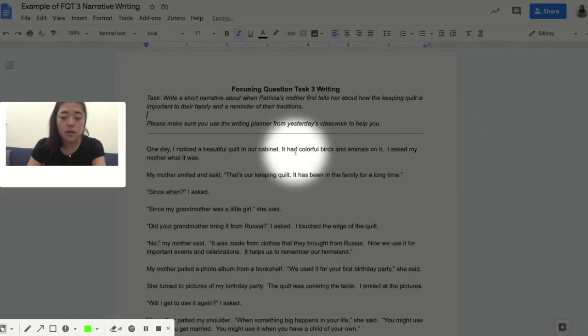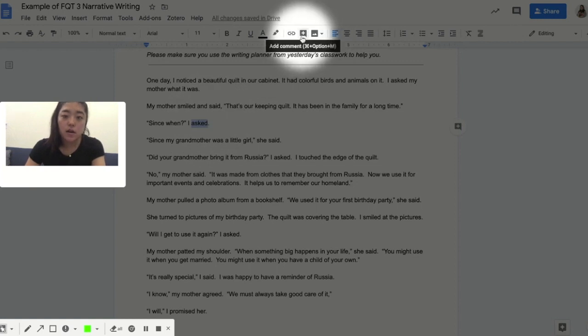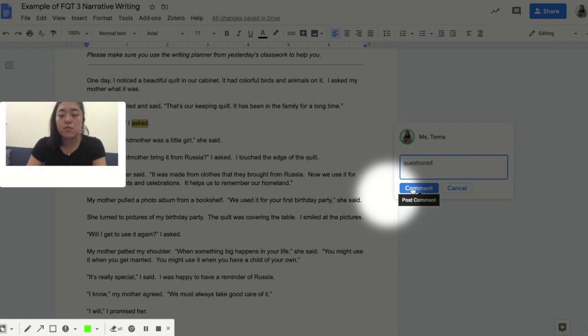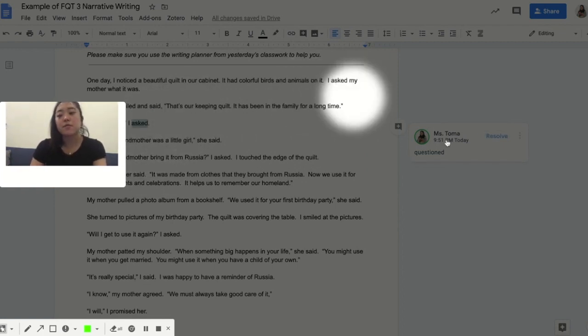So actually, I don't want to add a comment there. I want to add a comment here. Let's say I think you can use a different word than asked. So I'm going to double click the word asked. Then I'm going to go up here to the add comment. And I can just directly write, you could use another word, right? Questioned, maybe. Or you don't even need to write all that. You can even just write questioned. And then press post comment, and then you will see that the person who wrote the paper, your partner, will be able to read your comments, okay?